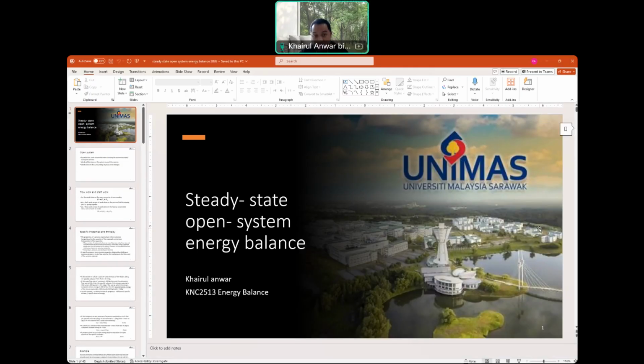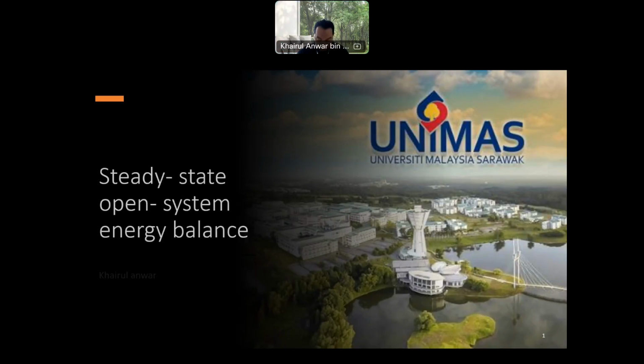Energy balance, steady state, open system, energy balance. Should refer to the books, it's on page 362. This is slide 2.